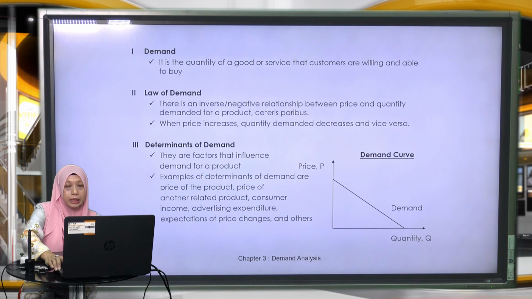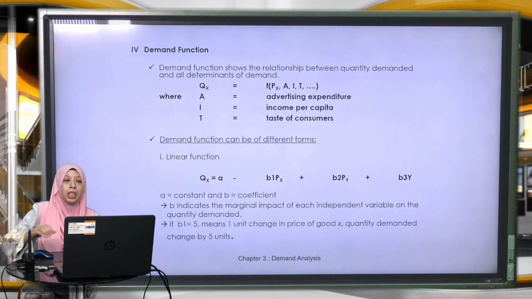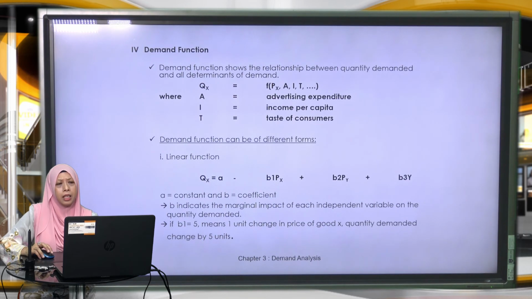To show the relationship between quantity demanded and all the other factors that influence it, we need to look at a demand function. A demand function is simply a mathematical function. It shows the relationship between quantity demanded, which is always your dependent variable, and all the determinants of demand, which are your independent variables. And as I said just now, these determinants can be in the form of the price of the product itself, advertising, income level, taste of consumers, and many other factors.